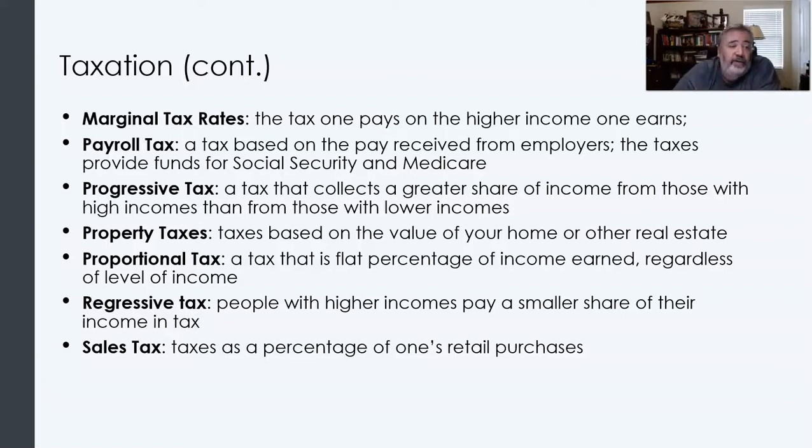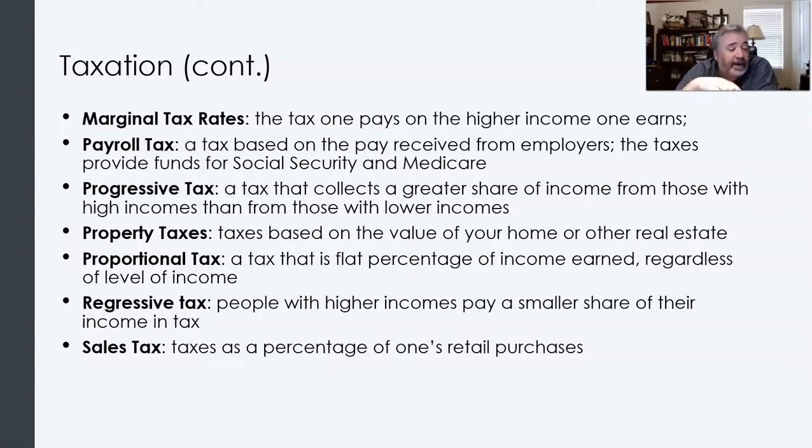Again, a progressive tax is a tax that collects a greater share of revenue from those with higher incomes than those with lower incomes. A property tax is a tax based on the value of your home or the real estate. Sooner or later, I'll bet money they're going to have to extend this to other private property. It's just inevitable. There's no way around it. A proportional tax is a flat percentage of income earned, regardless of the level of income. It's another way of doing a flat tax.